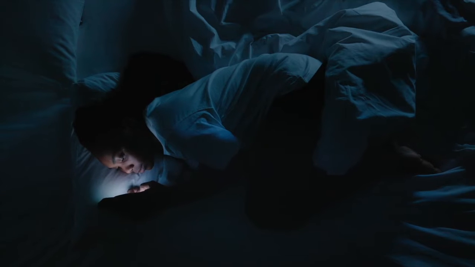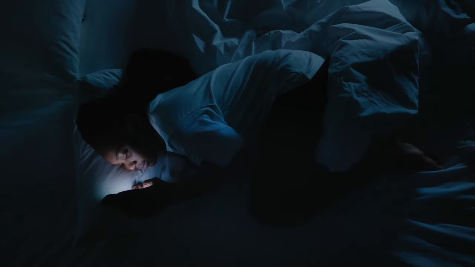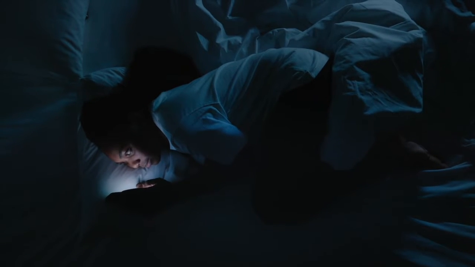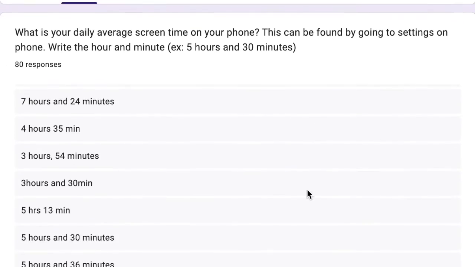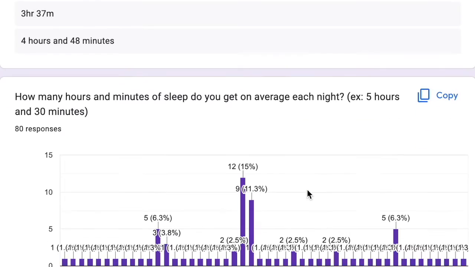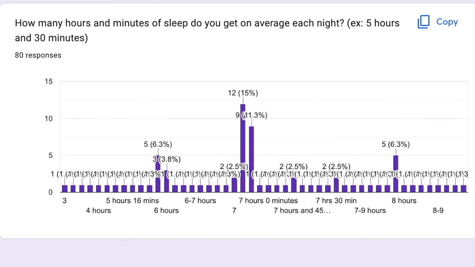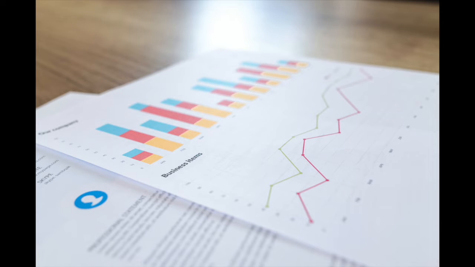Have you ever wondered why you don't get enough sleep or you have trouble falling asleep? Research has shown that melatonin levels can be affected by the amount of time we use on a screen. Well, we will be collecting a sample with the average amount of phone screen time and the average amount of hours of sleep people get to see if there is any correlation.